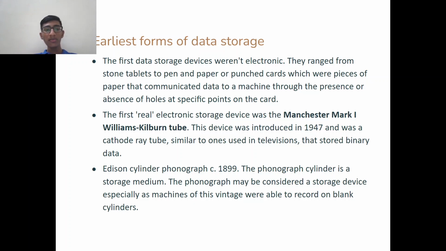The first real electronic storage device was the Manchester Mark I Williams Kilburn tube. This device was introduced in 1947 and was a cathode ray tube similar to ones used in television that stored binary data. This device was actually not that useful and was a very big device. It was one of the earliest forms of electronic data storage device. So it was a huge leap into data storage devices.